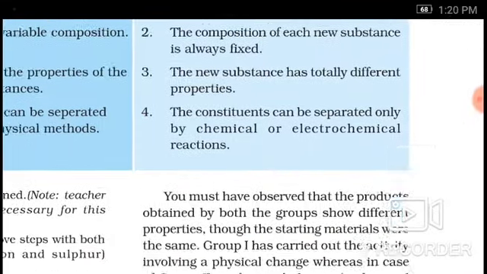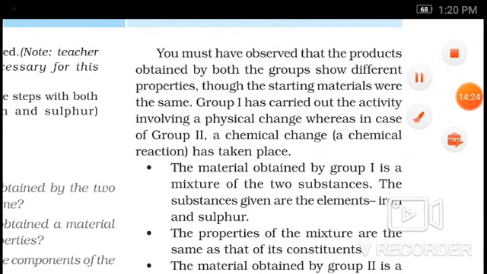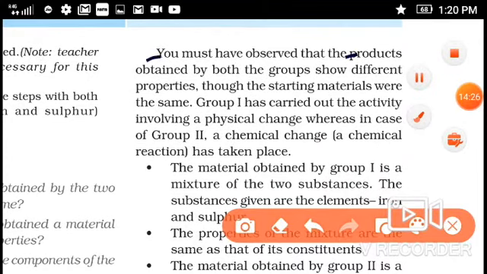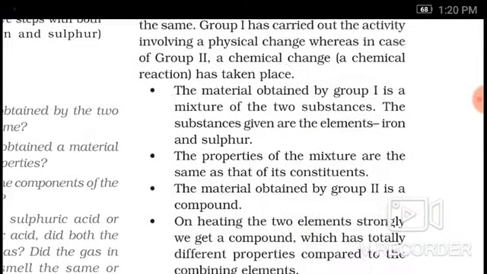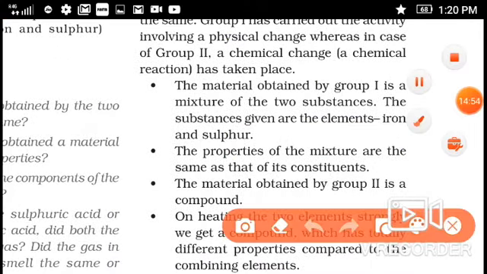Now you must have observed that the products obtained by both the groups show different properties, though the starting material were the same. Starting material was iron and sulfur, but what we obtained by group first and second, totally they have different properties. Group first has carried out the activity involving a physical change, whereas in case of group second a chemical change has taken place. Means group first is mixture and group second is compound.